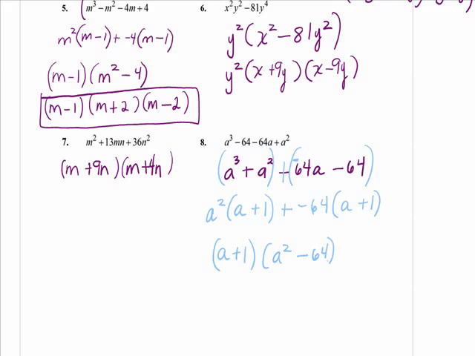Oh, we keep doing the same problem, don't we? Yeah. What are we left with? A difference of? Squares. Very nice. So we can keep this one and have a plus 8 and a minus 8. Questions? Nice job.